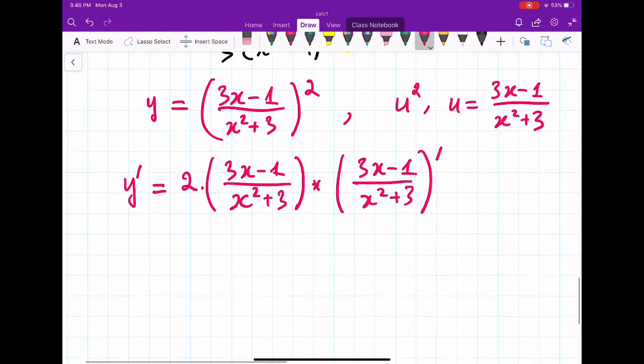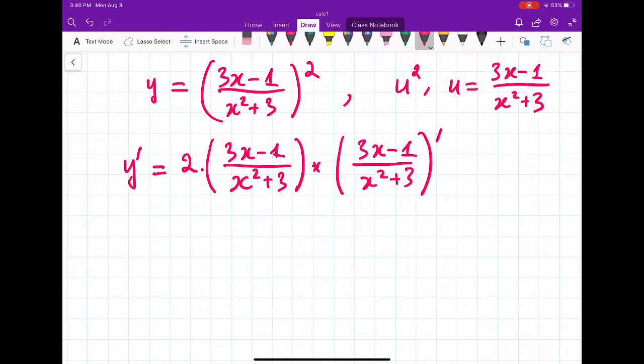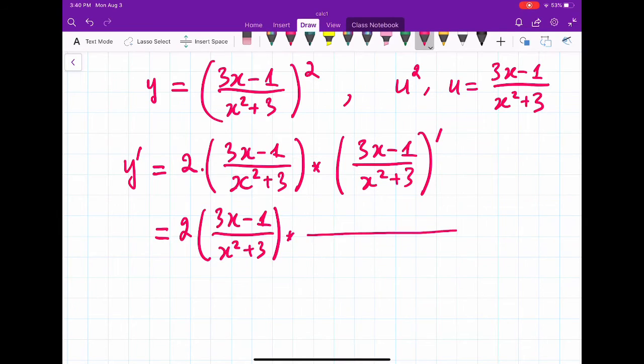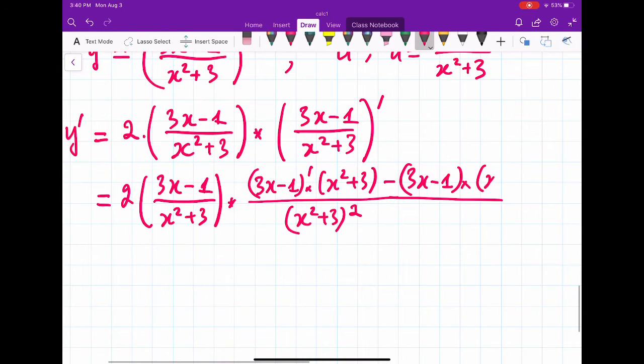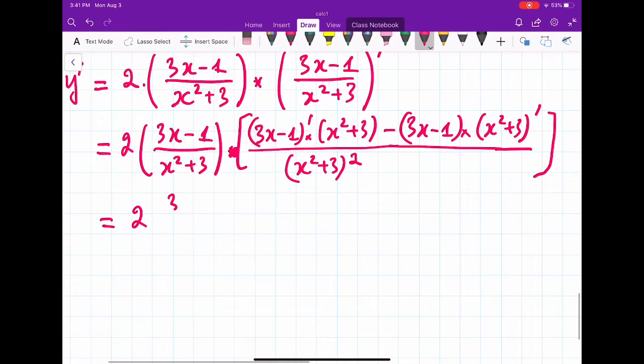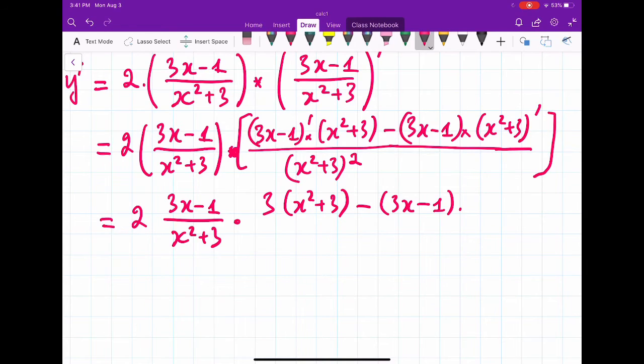Right? And you use the quotient rule for u prime. I don't do anything with this term, right? By the quotient rule, I have (x squared plus 3) squared in here, right? So the derivative of (3x minus 1) times (x squared plus 3) minus (3x minus 1) times the derivative of (x squared plus 3). That is the quotient rule. Multiplication in here means you multiply with all things in here, okay? So I have 3x minus 1 in here, x squared plus 3, and then I calculate the derivatives in here. I have 3 times (x squared plus 3) minus (3x minus 1) times 2x, divided by (x squared plus 3) squared.